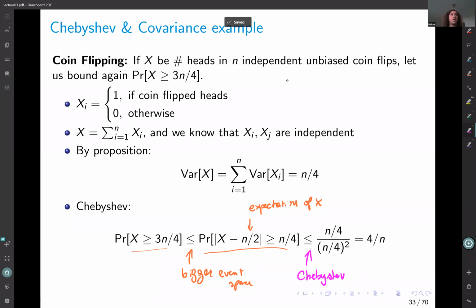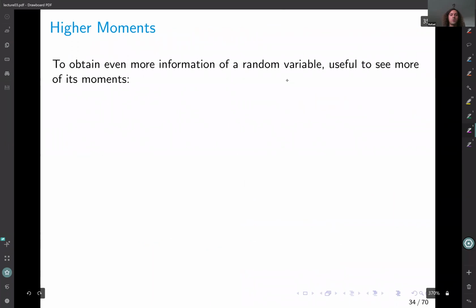So just keep that in mind. Then you notice that if I know the variance, I'm able to use Chebyshev. So it is a stronger inequality than Markov. If you want to have even more information about a random variable, it's very useful to look at more of its moments. And what are its moments here?